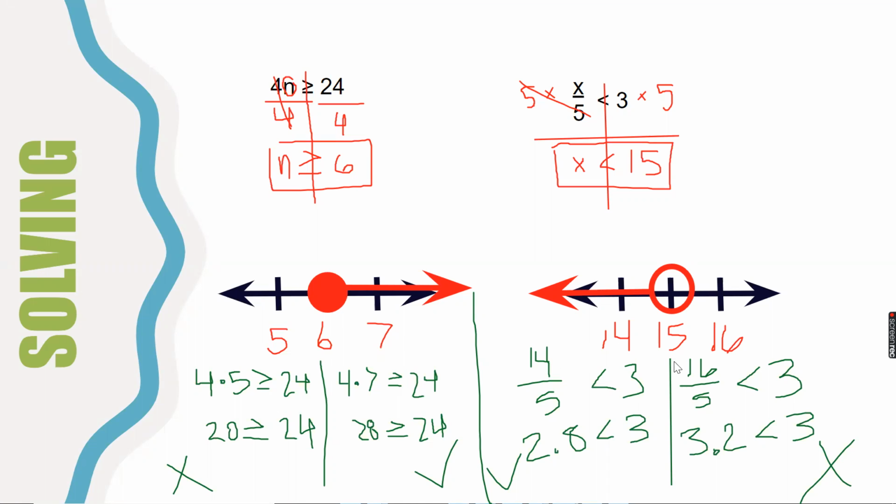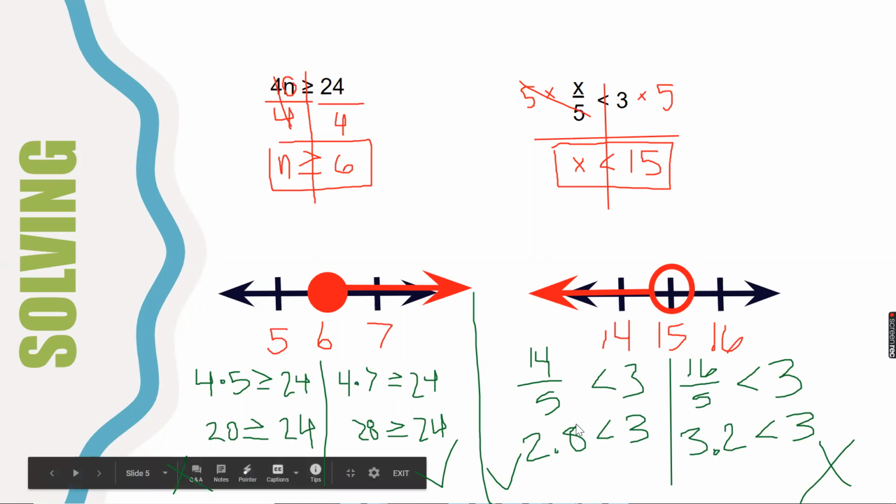So I know that 15 goes in the middle, one less is 14, one more is 16, and I took those numbers and I substituted them in for my x up there. So 14 divided by 5 is less than 3 as my first one that I'm testing. In my calculator, I typed 14 divided by 5 and I got 2.8. 2.8 I know is less than 3 because it's 2 and something instead of it just equaling 3.